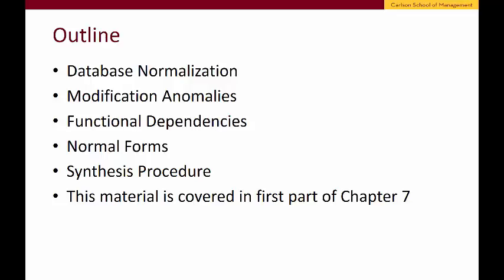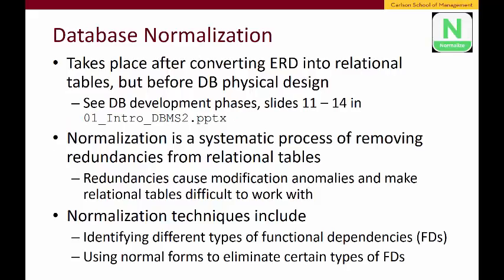The concept of functional dependencies between columns in a relational table is the key to understanding data redundancy. And by eliminating different types of functional dependencies, the table conforms with increasingly higher and better normal forms. At the end, we describe a relatively simple synthesis procedure that will guarantee a high enough normal form for our databases to practically eliminate any possibility of modification anomalies. This material is covered in the first part of Chapter 7.